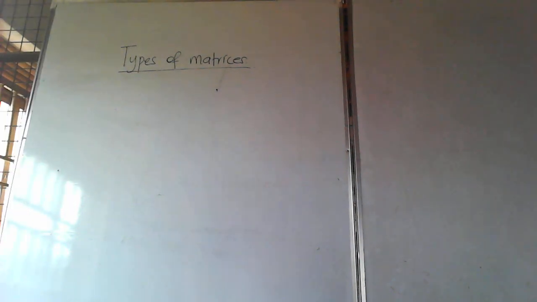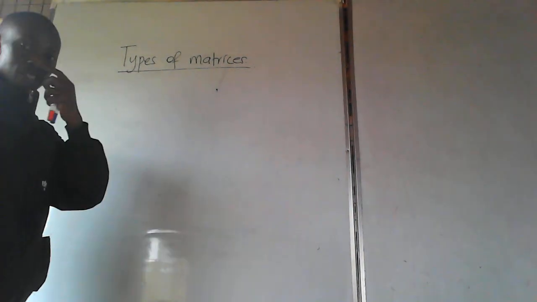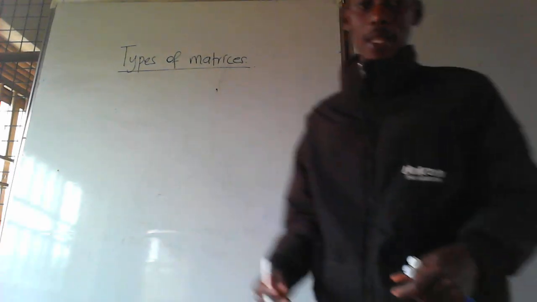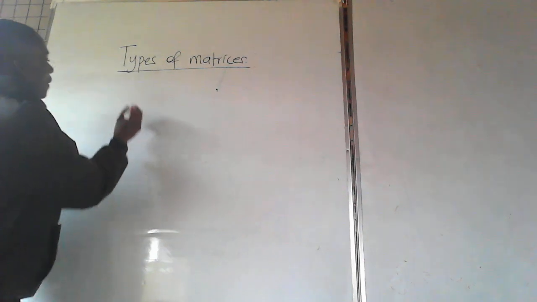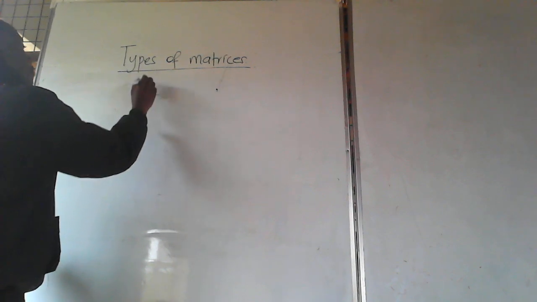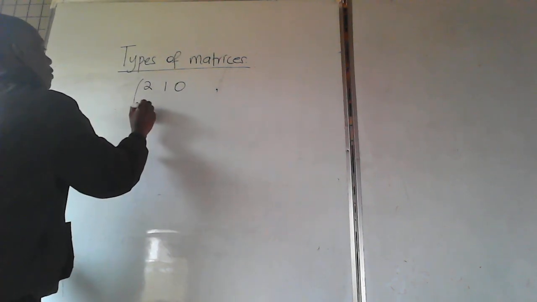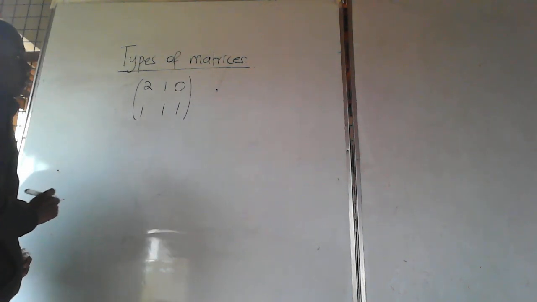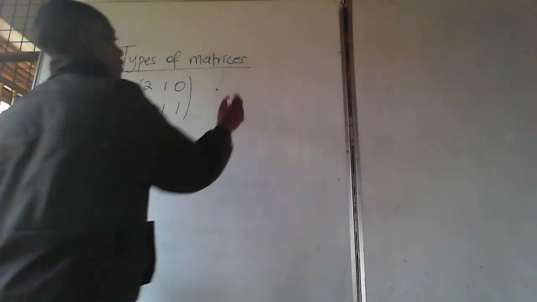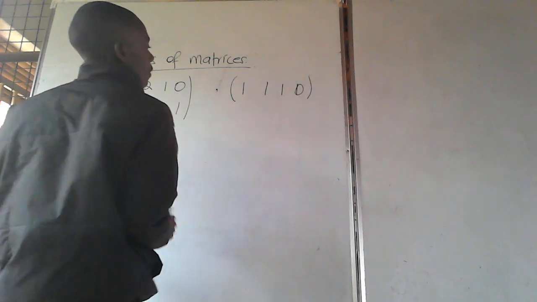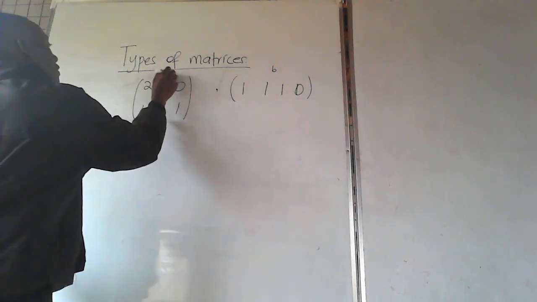Okay, so now we can have what you call types of matrices. And what do we have there in the types of matrices? When it comes to types of matrices, we mean if we give you something like this: 2 1 0 1 1 1. This one, by the way, that's 1. Then you can have something like this, 1 1 1 1. We can make this one 0. This is B. This is A.